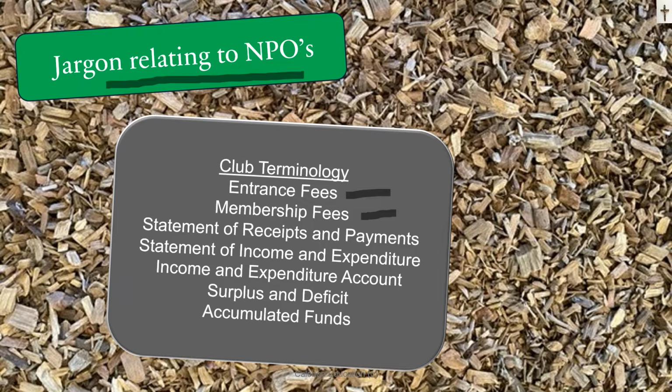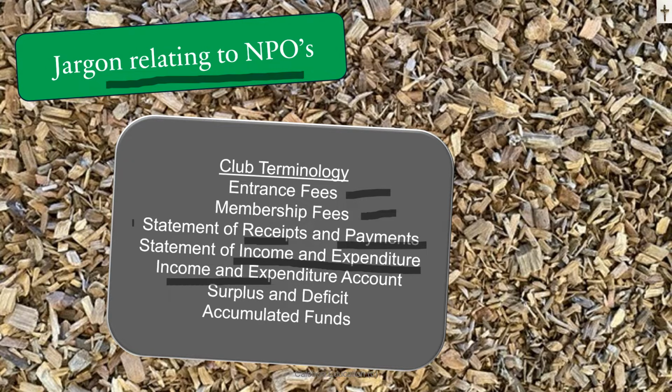The statement of receipts and payments is a document where they record cash receipts and cash payments. A statement of income and expenditure is similar to an income statement of a sole proprietor, but this is a club, so they call it a statement of income and expenditure.